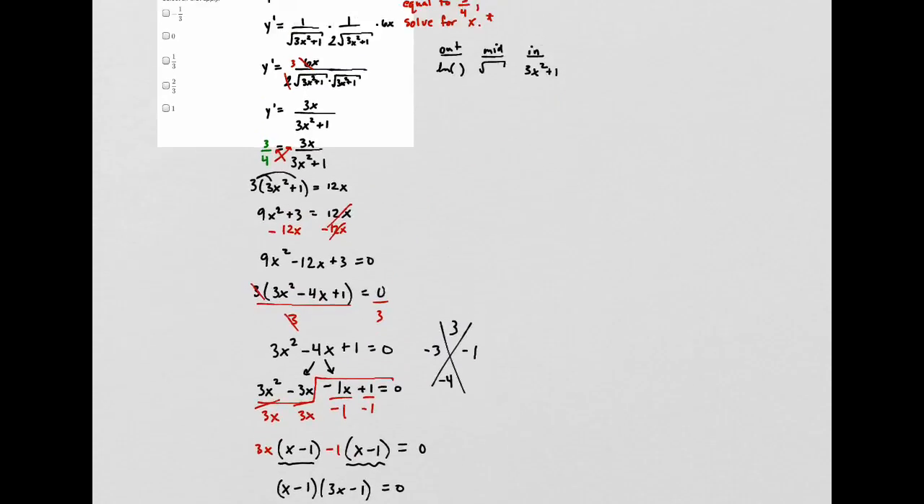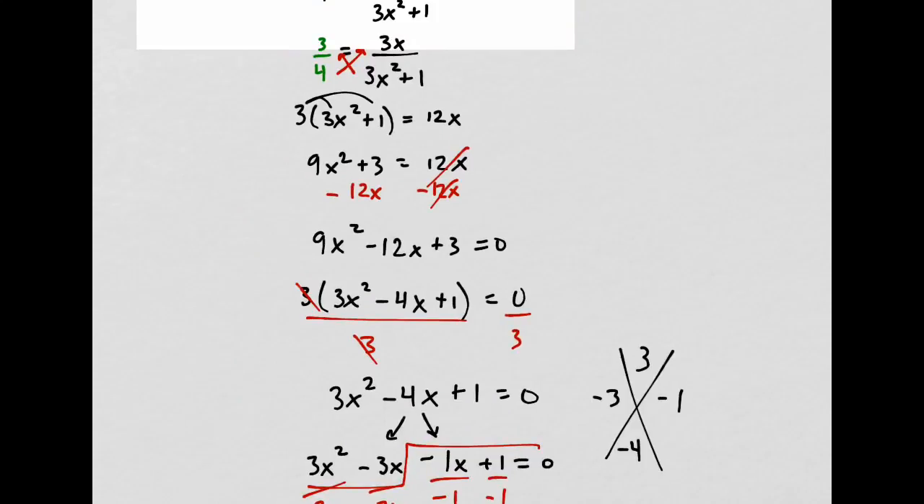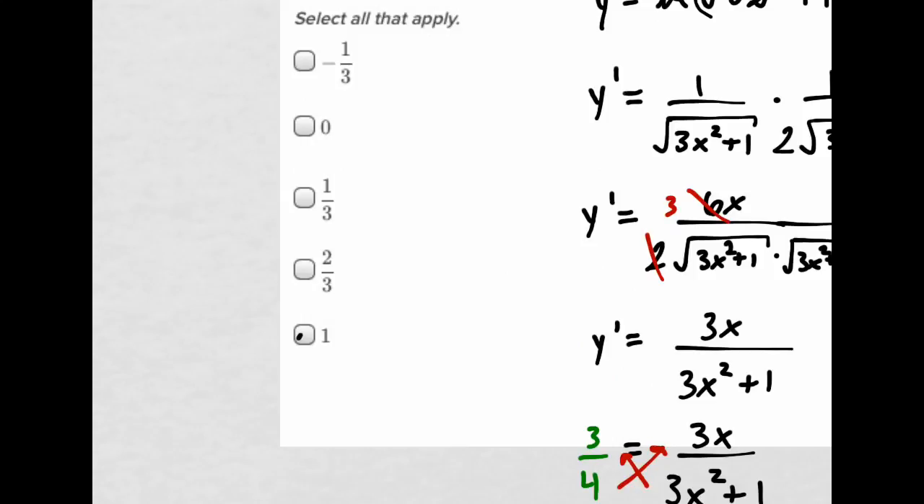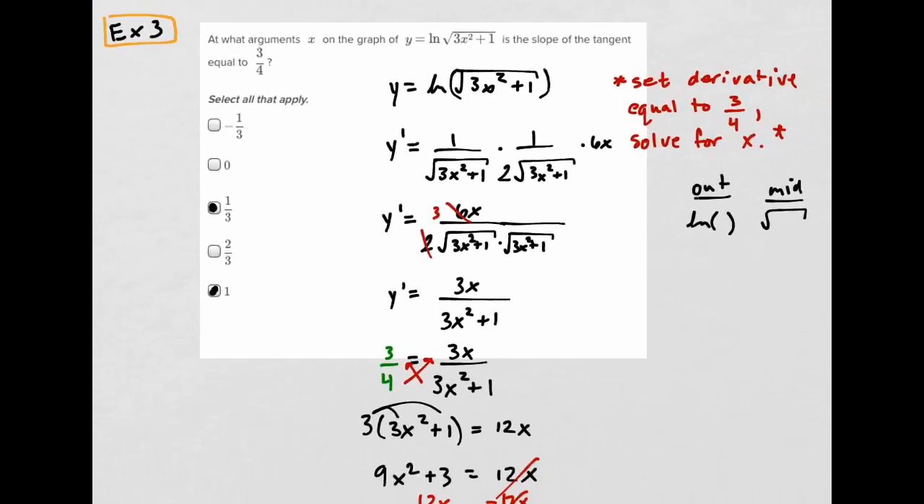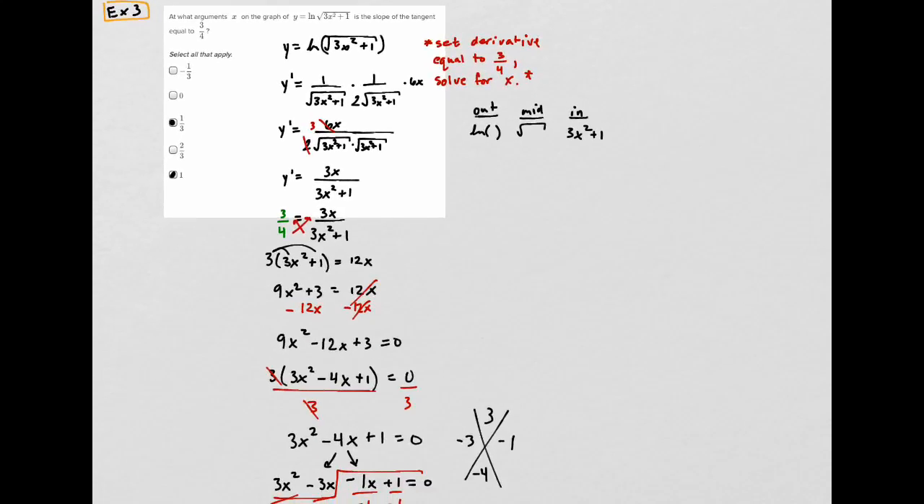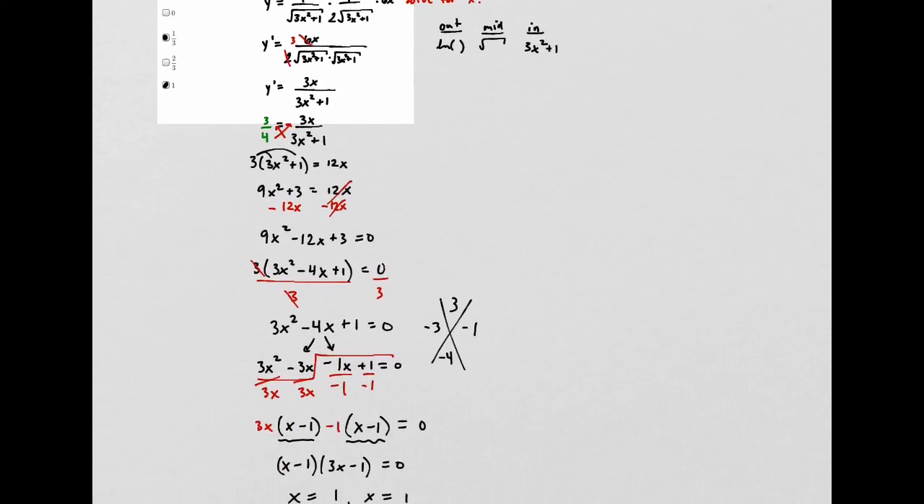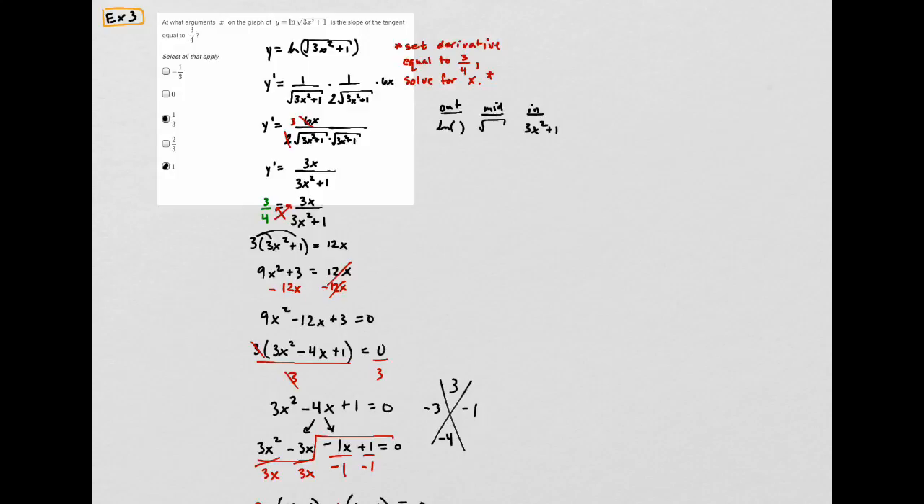So my answers, whew, that was a long one. My answers are 1 and positive 1/3. So there you go. That's it. Little algebra review, huh? Most of that problem was algebra 2 stuff from here downwards. It was all algebra 2.